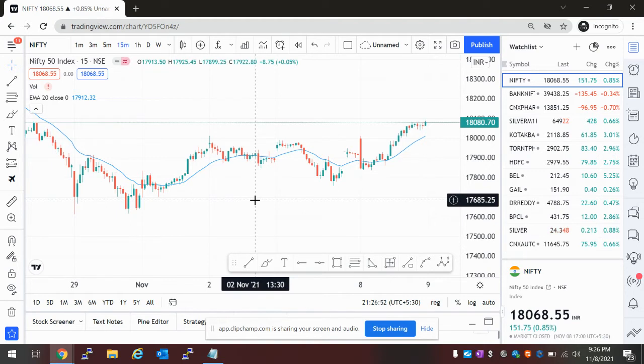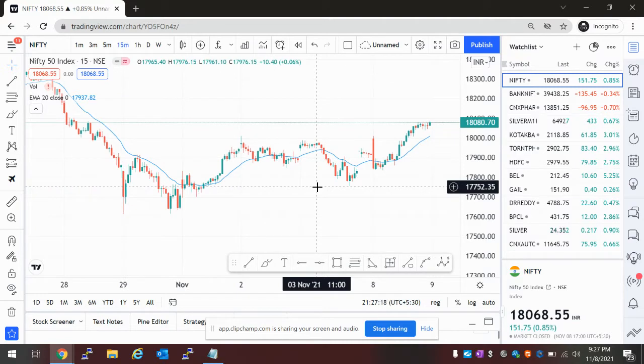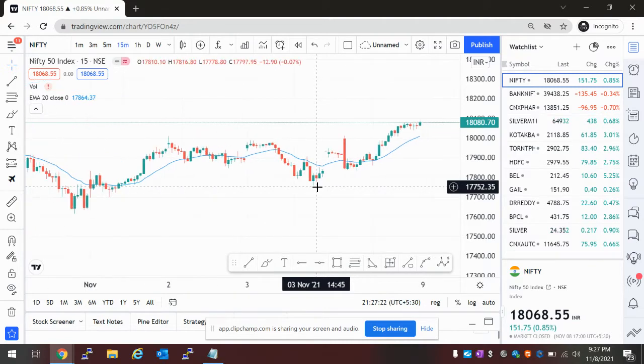Hey friends, now I'm going to speak about the first analysis of Nifty and Bank Nifty, what stocks you can trade tomorrow, and what levels you need to watch out for in Nifty and Bank Nifty tomorrow. That we'll be discussing here. I'm using TradingView for analysis purposes. You can open a free account here.